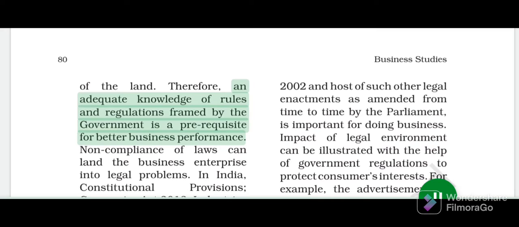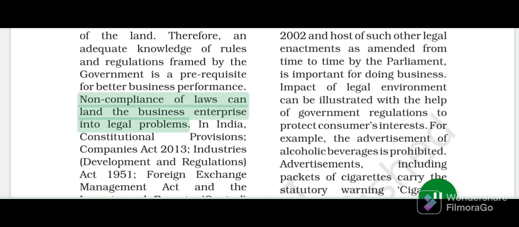Therefore, an adequate knowledge of rules and regulations framed by the government is a prerequisite for better business performance. Non-compliance of laws can land the business enterprise into legal problems.